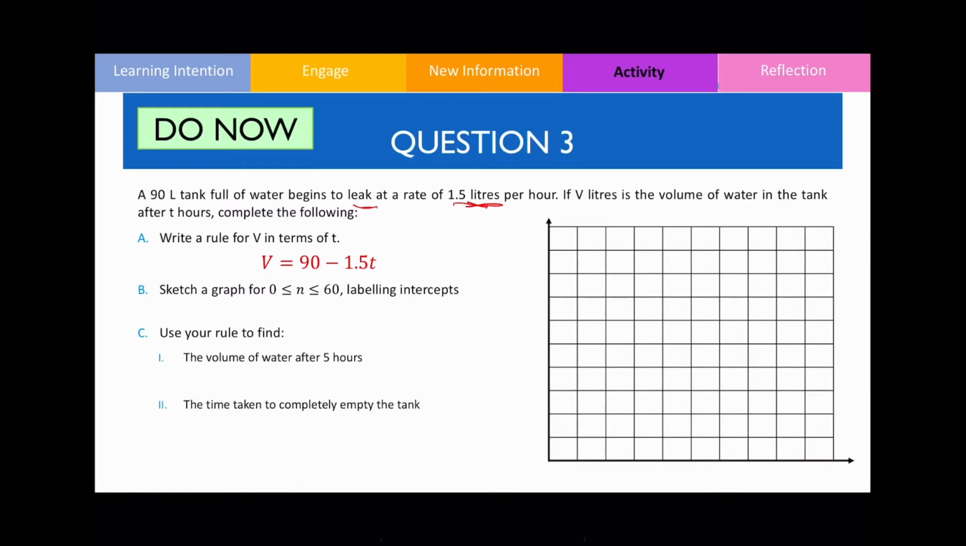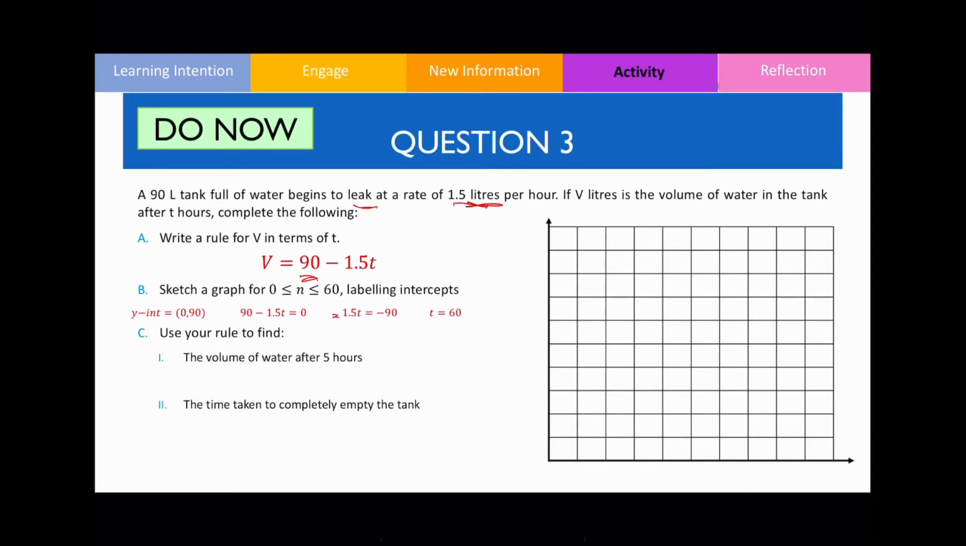You want to sketch the graph now. All you need to do is solve for your y-intercept and your x-intercept. We know the y-intercept is going to be 90, because that's your value of C. We'll find our x-intercept by substituting V is equal to 0 and rearranging to solve for T. So divide both sides by negative 1.5, and if you do that, T is going to equal 60. So that's going to be our x-intercept.